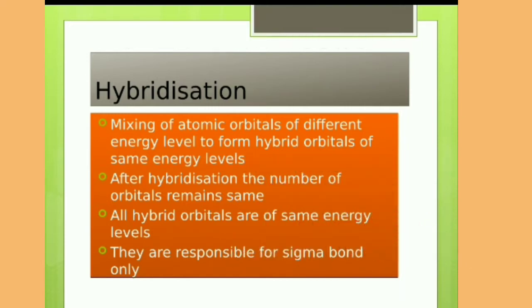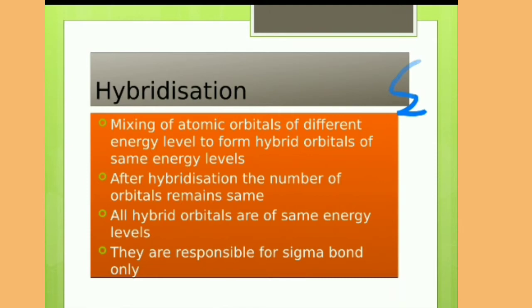Hello, in the previous video we discussed chemical bonds, types of chemical bond: electrovalent bond, covalent bond, coordinate bond, single bond, double bond and triple bond. In this video I will discuss hybridization, which is an important basic concept for the VSEPR theory, valence shell electron pair repulsion theory.